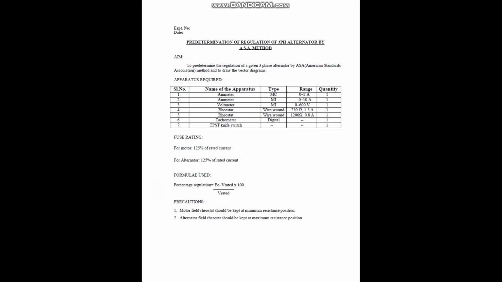So this is the experiment to determine the regulation of a given three-phase alternator by the ASA method as well as the ZPF method. Thank you.